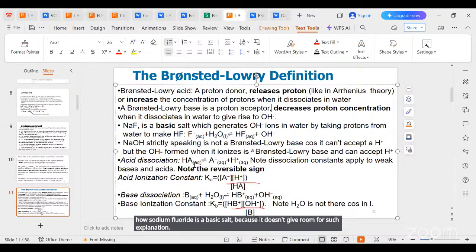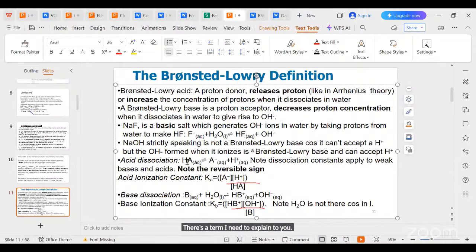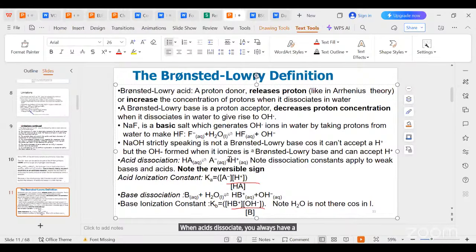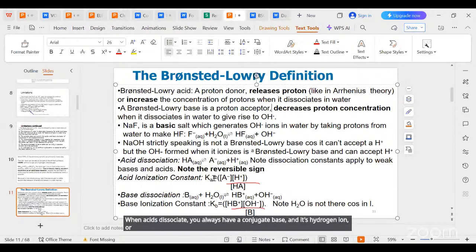There's a term I need to explain to you, acid dissociation. HA gives A minus plus H plus. When an acid dissociates, it gives you a conjugate base and its hydrogen ion. When acids dissociate, you always have a conjugate base and its hydrogen ion or hydronium ion, as the case may be.